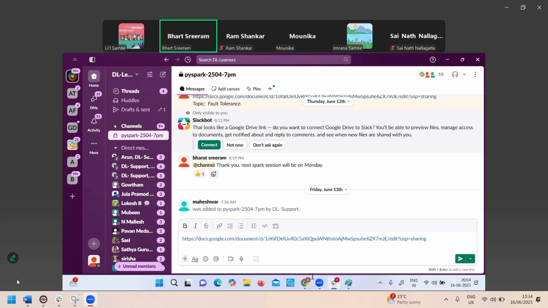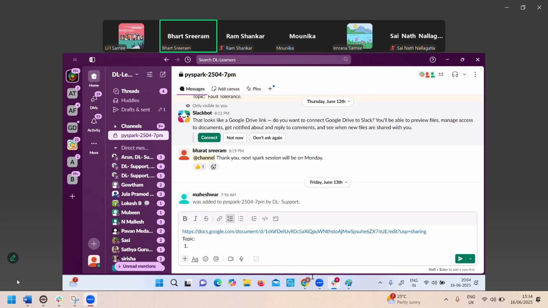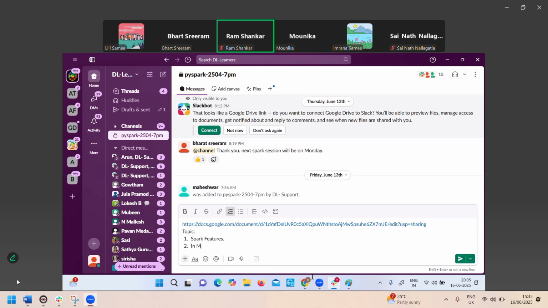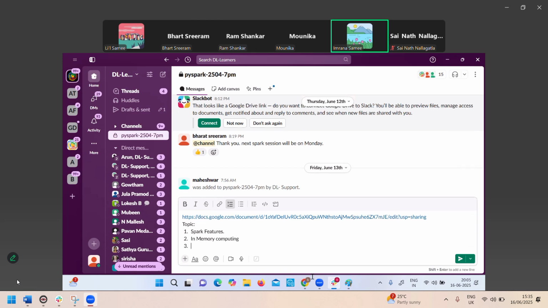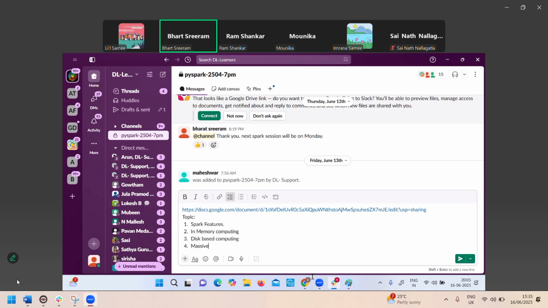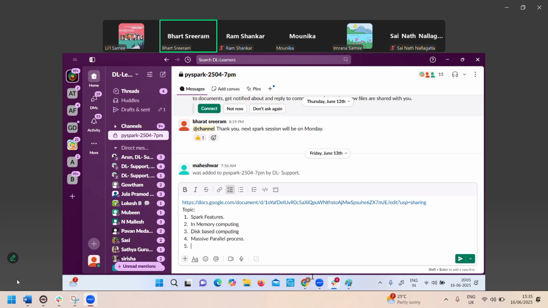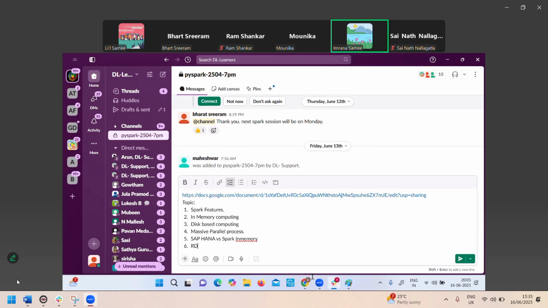Can you recommend a topic? In-memory computing, Spark features. In-memory computing, disk-based computing. MPP, Massive Parallel Processing. Then SAP HANA. Spark in-memory: what is the difference between SAP HANA and Spark in-memory? SAP HANA is not distributed. Spark in-memory is distributed. Small intro.